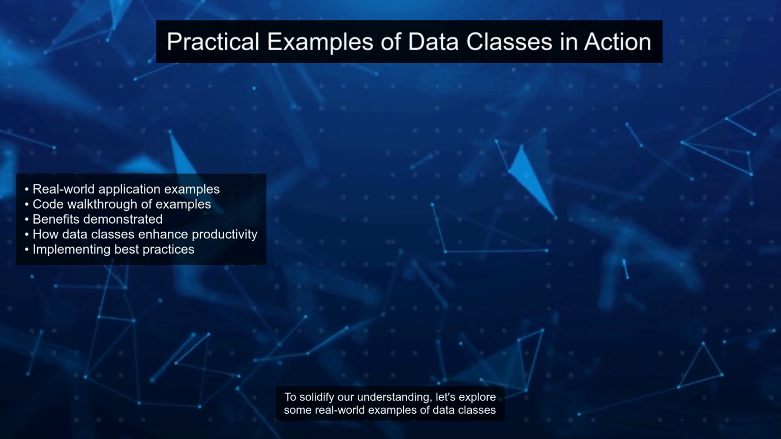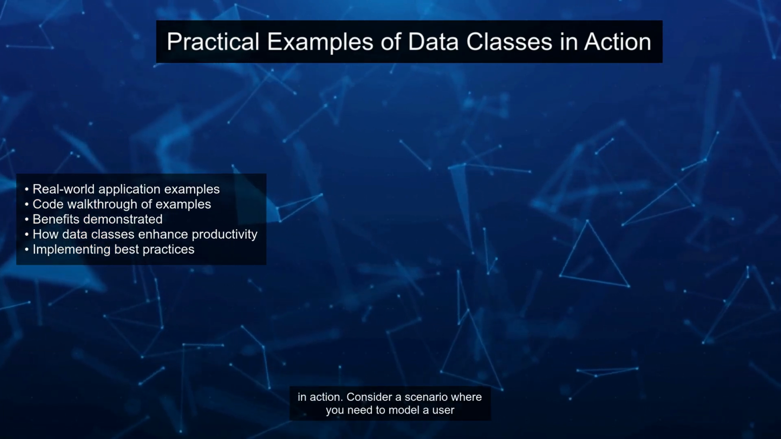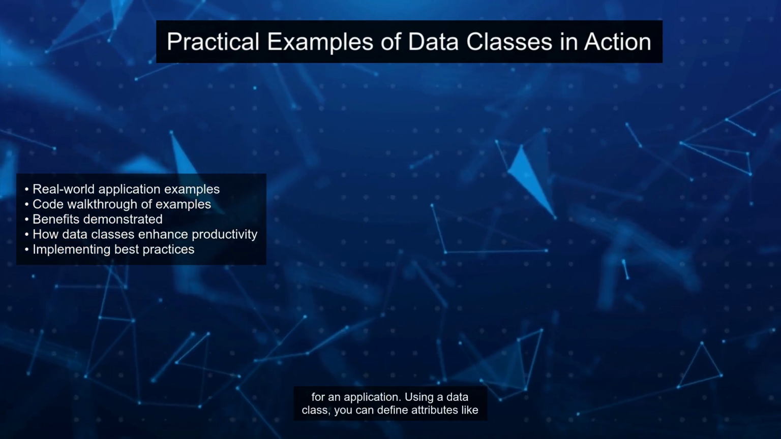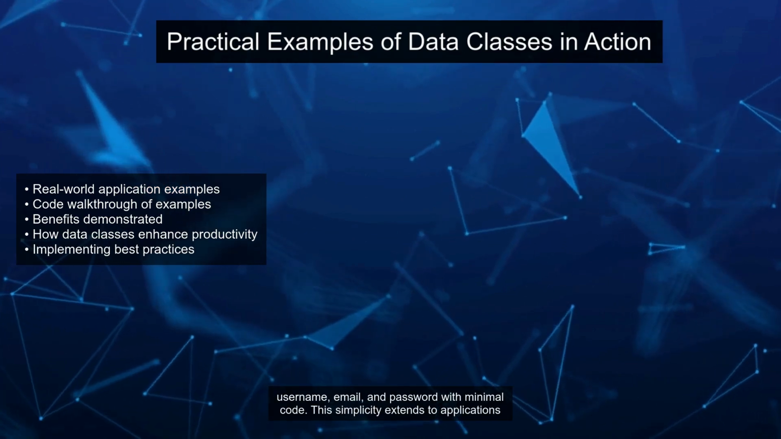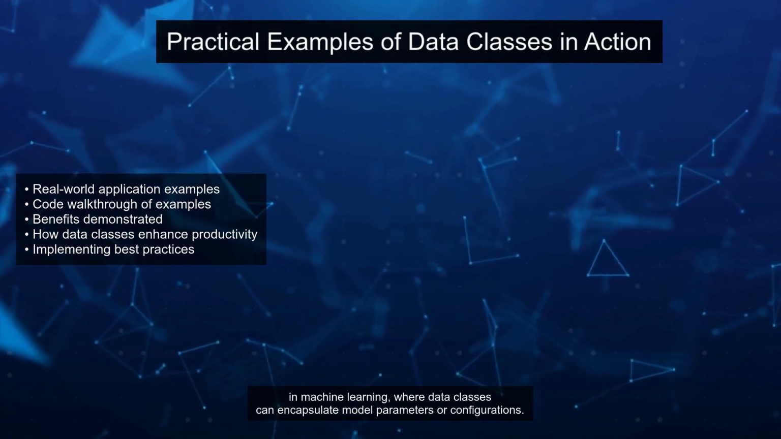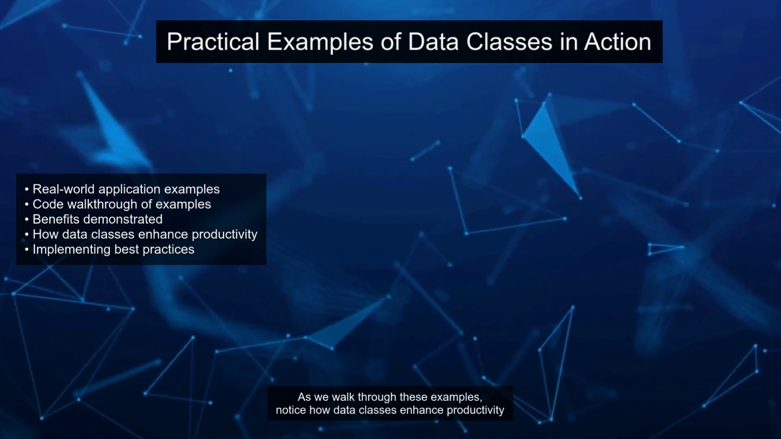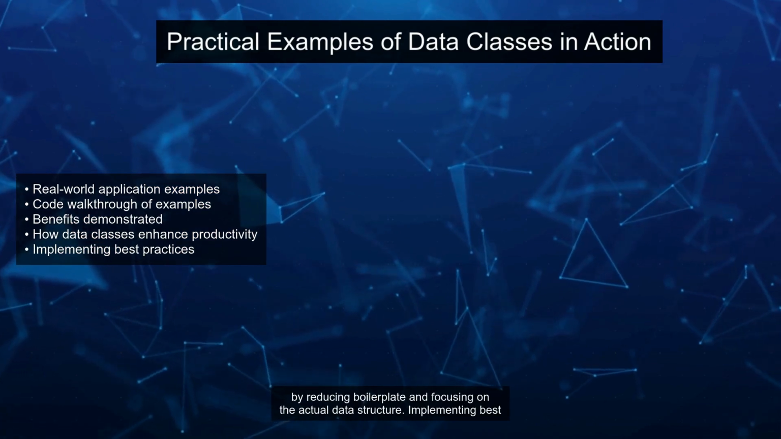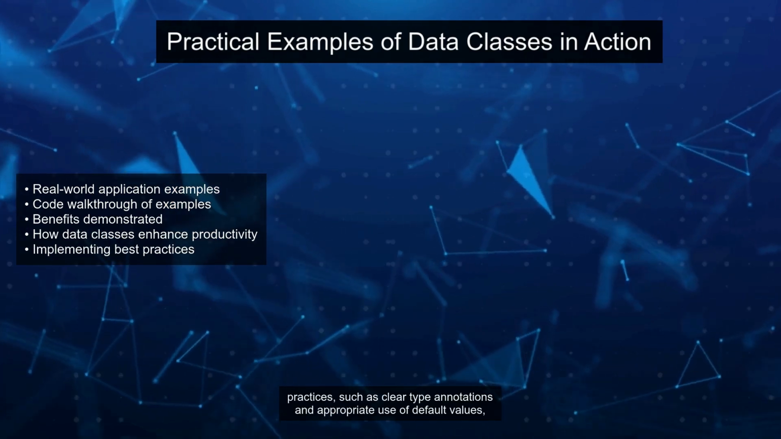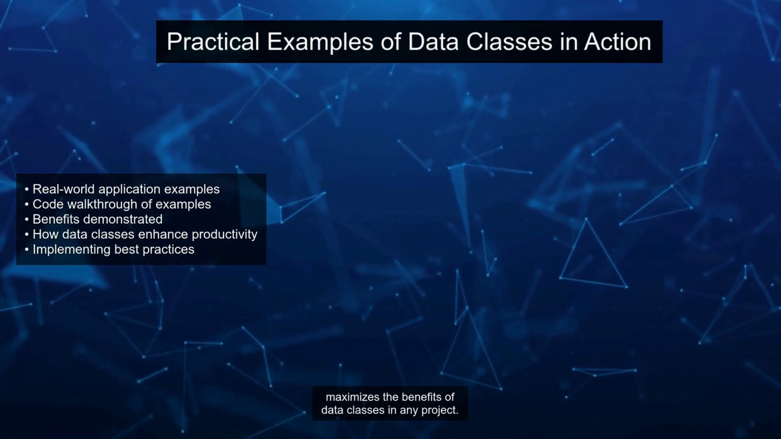To solidify our understanding, let's explore some real-world examples of data classes in action. Consider a scenario where you need to model a user for an application. Using a data class, you can define attributes like username, email, and password with minimal code. This simplicity extends to applications in machine learning, where data classes can encapsulate model parameters or configurations. As we walk through these examples, notice how data classes enhance productivity by reducing boilerplate and focusing on the actual data structure. Implementing best practices, such as clear type annotations and appropriate use of default values, maximizes the benefits of data classes in any project.